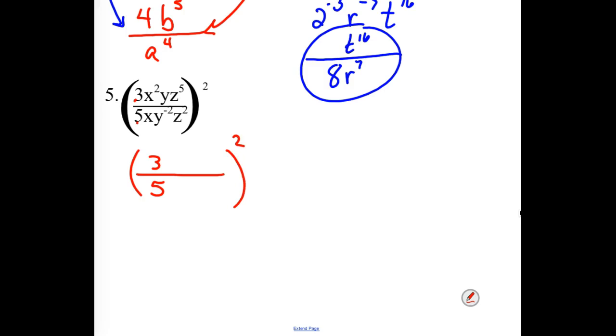How about the x's? How many do I have in the numerator? 2. How many in the denominator? 1. If I take off 1 from each, I have 1 left in the numerator. All right, look at the y's very carefully. I want you to think about how many you think are left. What did you come up with? Anybody? I heard 3 from 1. I heard -3. What do you think?